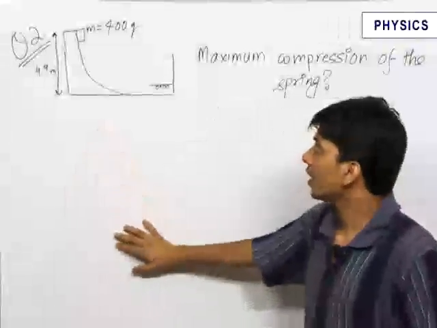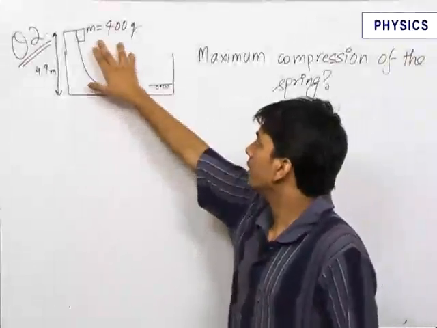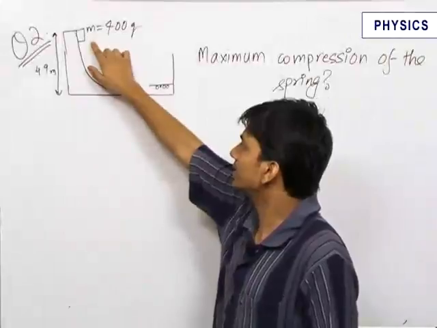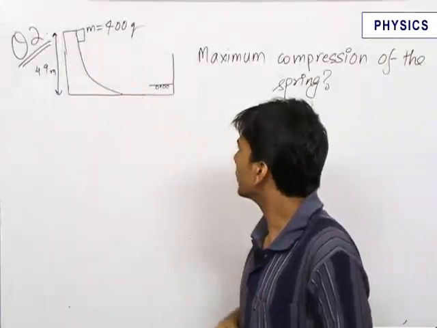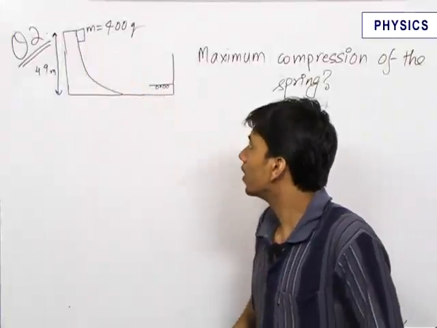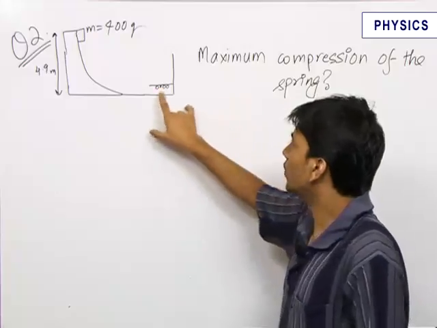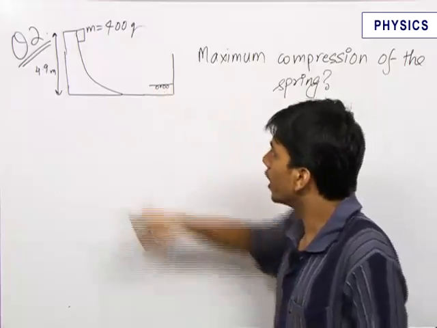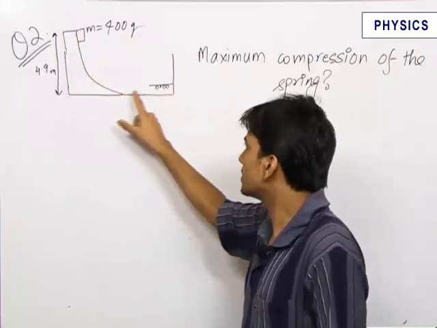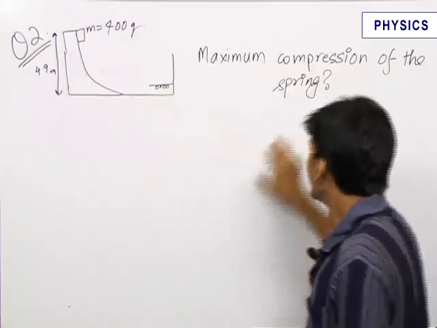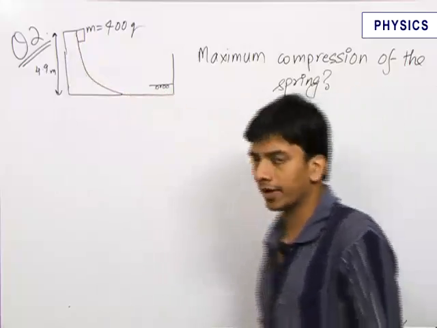In this question, we have a wedge. The block of mass m is at its highest point initially, and there's a spring over here. Now we need to find out what will be the maximum compression of the spring once the block slides down this and pushes the spring. We need to find out the maximum compression of the spring.